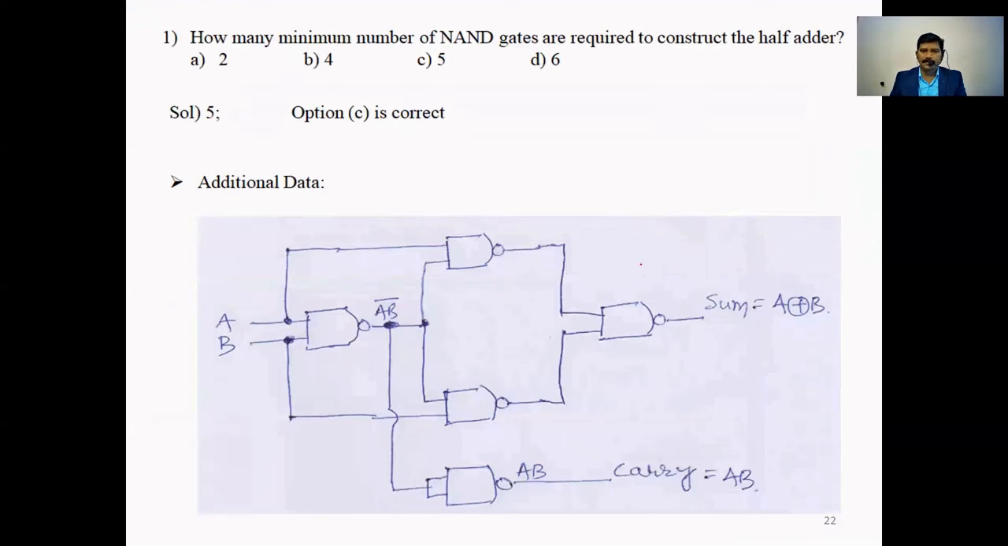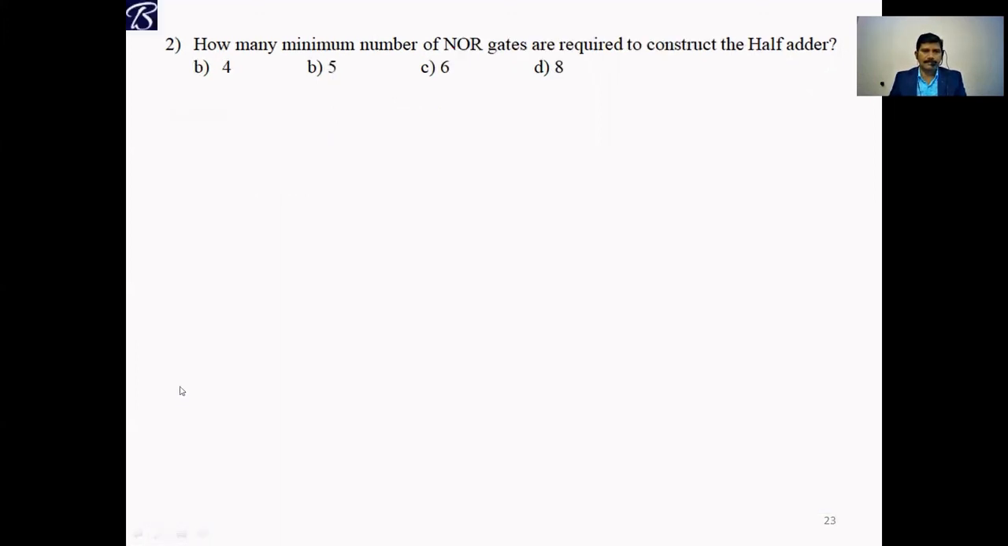We already know this is the XOR operation, 4 NAND gates, and if you take this point, you will get the carry AB. That is the half adder. Option is C. How many minimum number of NOR gates are required to implement a half adder? Again, it is 5. Right? Let us see.